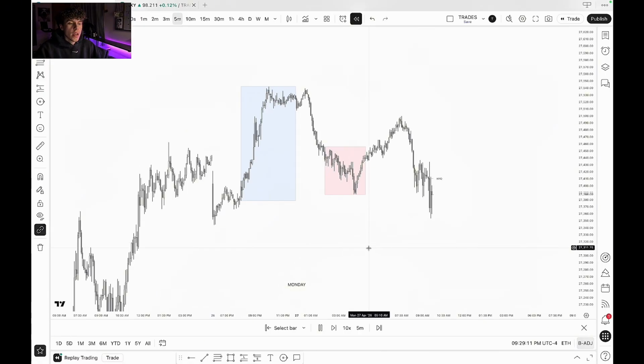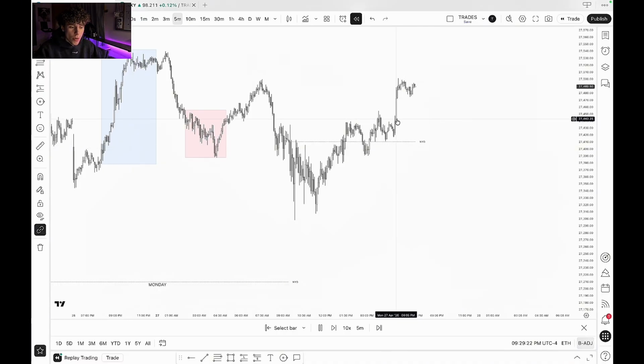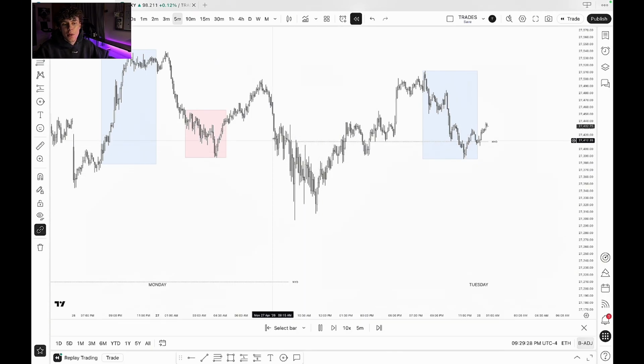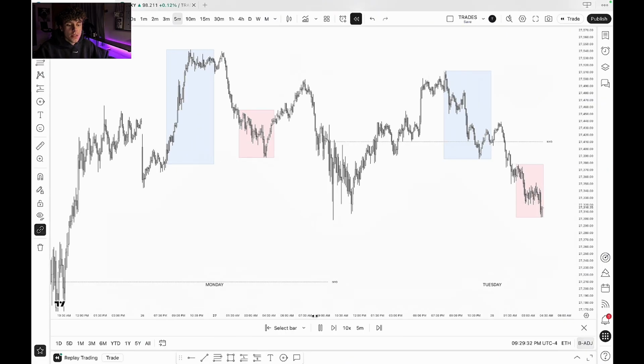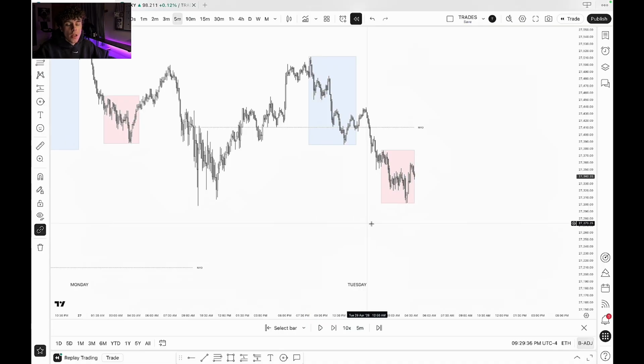So we'll let this play out here, and you can just see how wicky we are. We didn't put in one 5-minute fair value gap until right here, which is the next day. So you do not want to be trading this at all. It's best to just stay out, let price develop, let price confirm your weekly profile is correct.